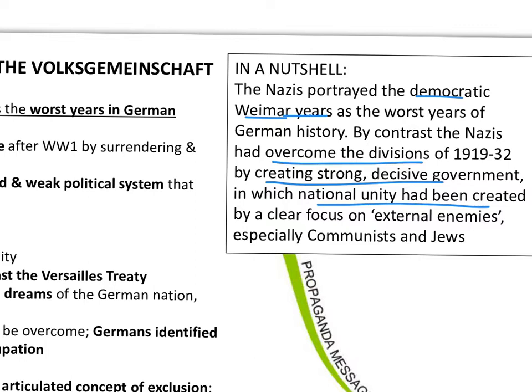So in Hitler's view, the same concept applies. There needed to be an enemy. Okay, so what the Nazi regime in their propaganda did is they clearly focused in on threats to the German people, and especially communists and Jews.